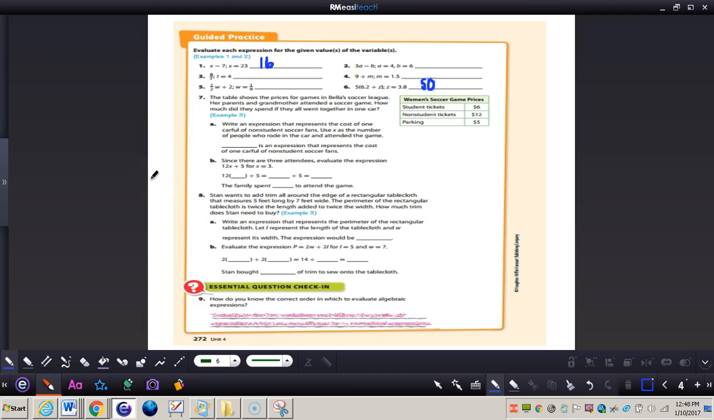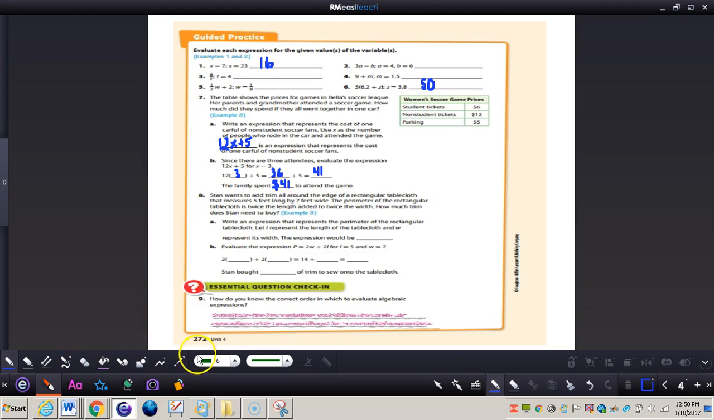I want you to take a look at number 7, read through that problem, complete letters A and B, and you can work on that now. So you can see, first of all, for letter A, 12 times x plus 5 would be the expression that you can write. And then you can see 12 times 3 plus 5 equals 41. Sorry, 12 times 3 gives us 36, and then plus the 5 gave us 41. So we can see that the family spent $41 to attend the game.